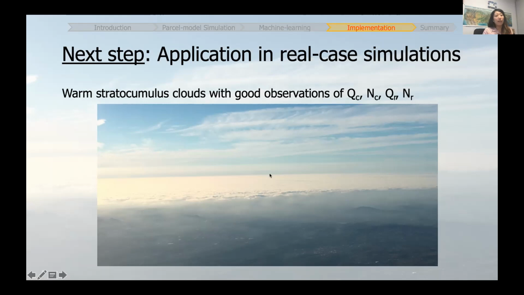So we're actively looking for a good case where those observations were made, hopefully over the ocean so that there's no interference with urban heat island or those things.